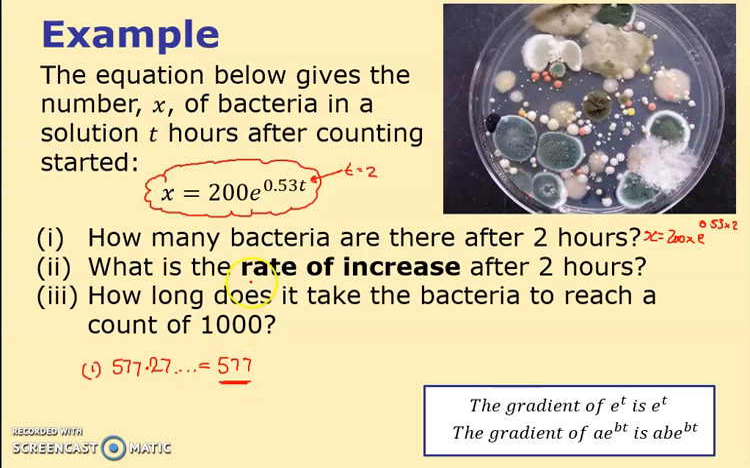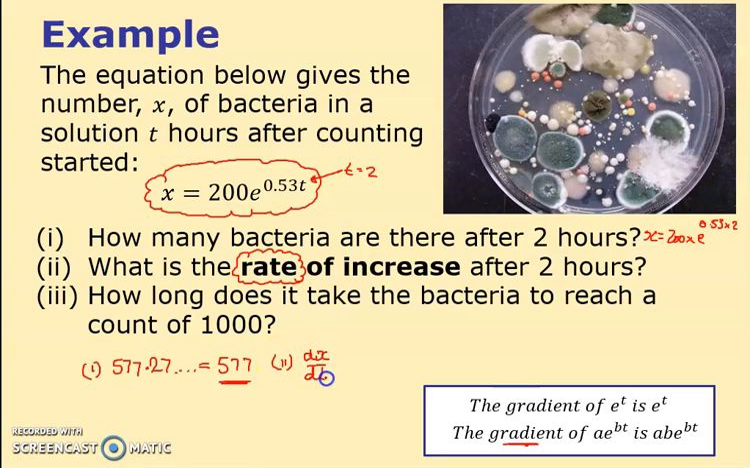There we go. What's the rate of increase? Look, whenever you see this word rate of decrease or increase or growth or whatever it is, look out for the word rate, because that tells you you're finding the gradient. So part 2, I'm going to find dx by dt.